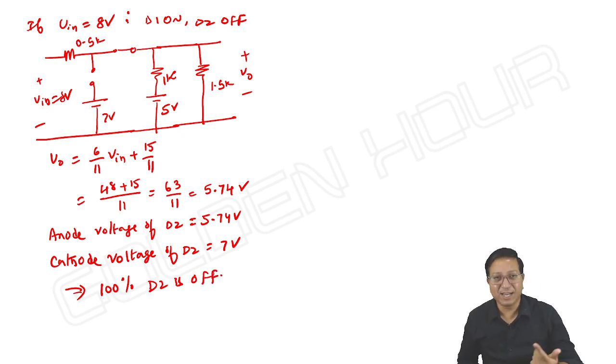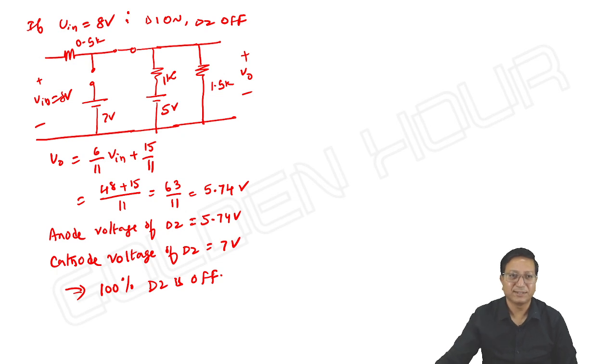If you assume D2 is on, calculate the current through D2 like what I did in the previous case. You can see that ID2 is negative. Okay, that's it. So the breakpoints are 3 volts and 10.33 volts. That's it.